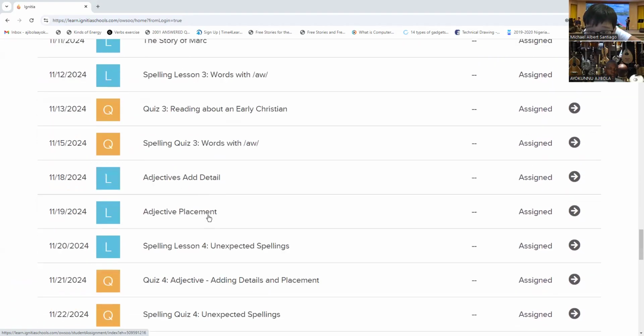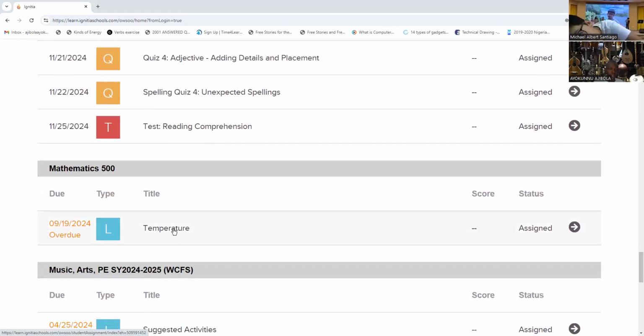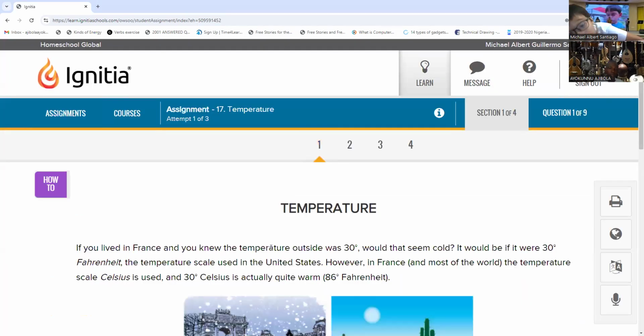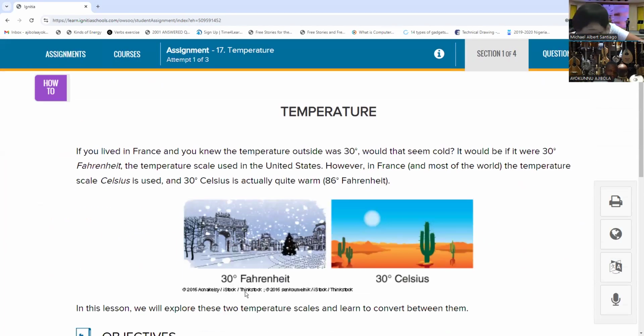Under our math, we were looking at temperature yesterday, right? And we've been able to see that 30 degrees Celsius is different from 30 degrees Fahrenheit. 30 degrees Fahrenheit is cold, while 30 degrees Celsius is not cold. It's warm. It's not too hot, but it's warm.